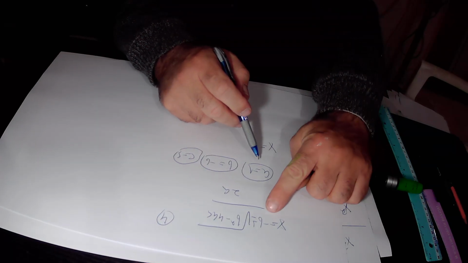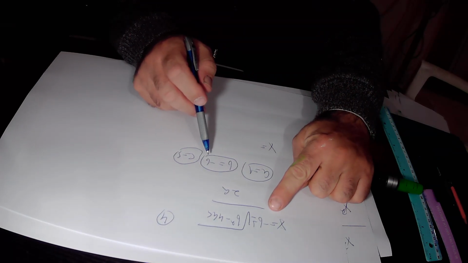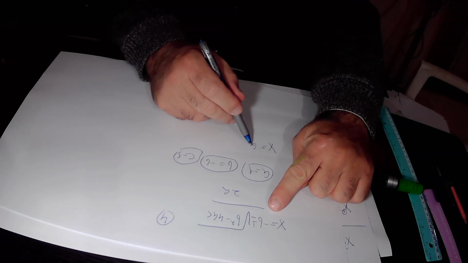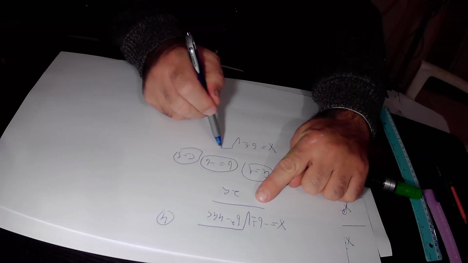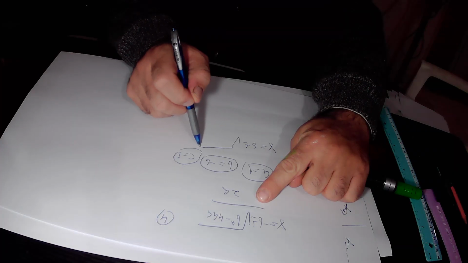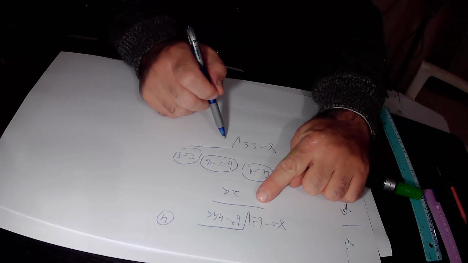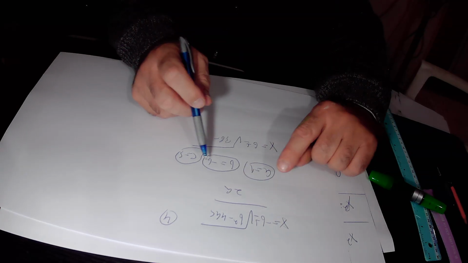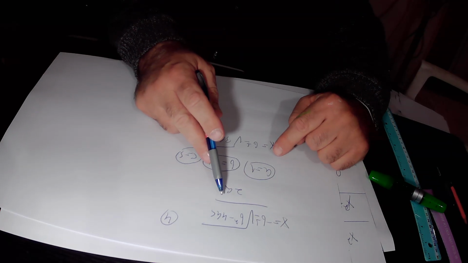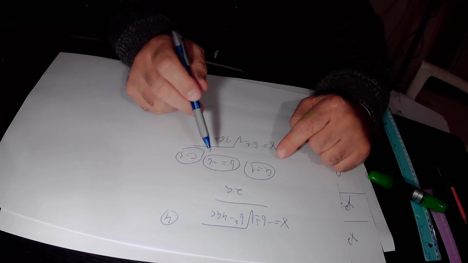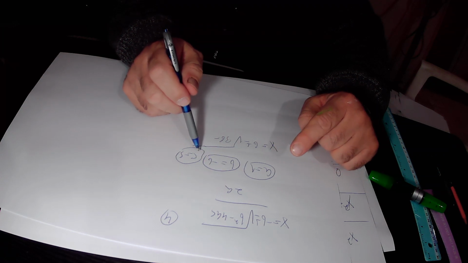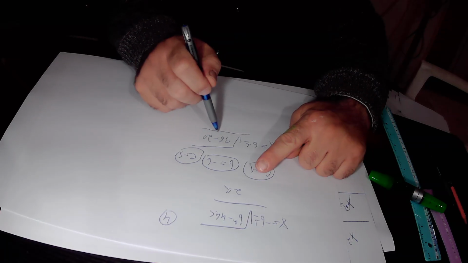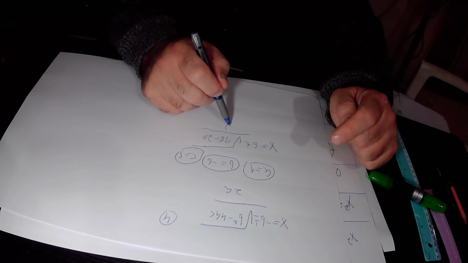minus b. B is minus 6, therefore minus b is plus 6, plus minus the square root of b squared. B is minus 6, therefore b squared is 36, minus 4 times a times c. Minus 4 times a, which is 1, is minus 4, times c, which is 5, so minus 20, over 2a. A is 1, so 2a is 2 times 1, that is 2.